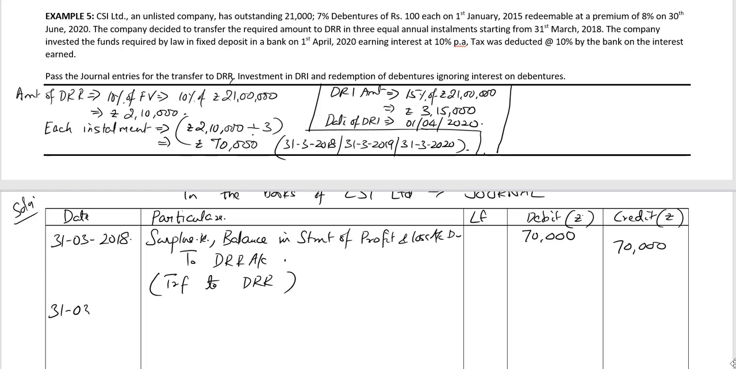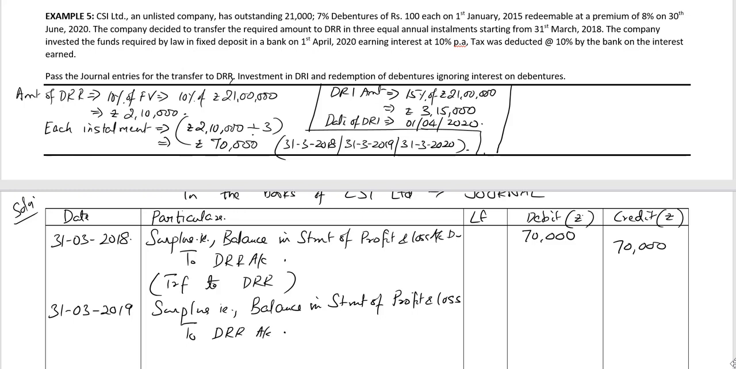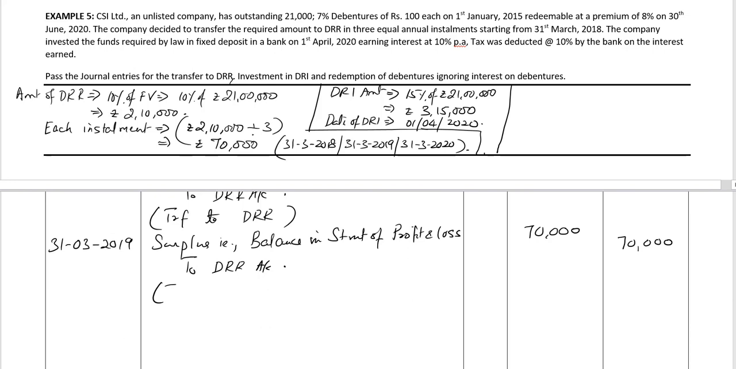The second installment transferred on 31st March 2019, surplus, that is balance in statement of profit and loss, to DRR account. Second installment 70,000 rupees transferred. Transfer to DRR.